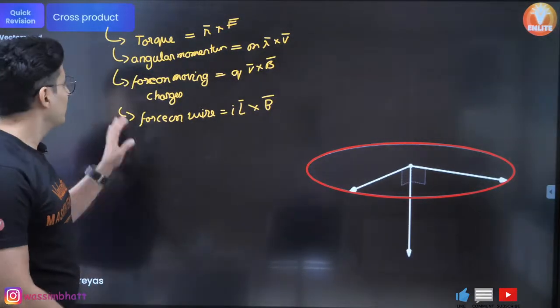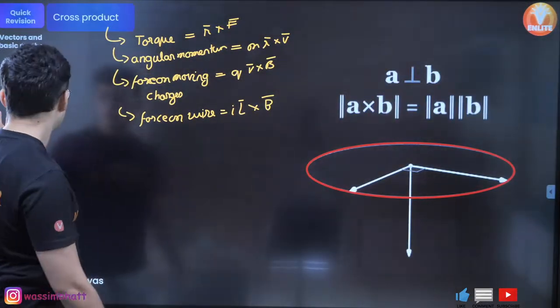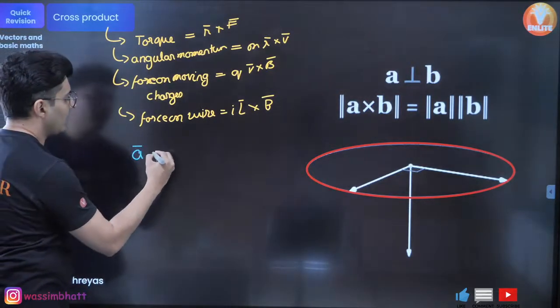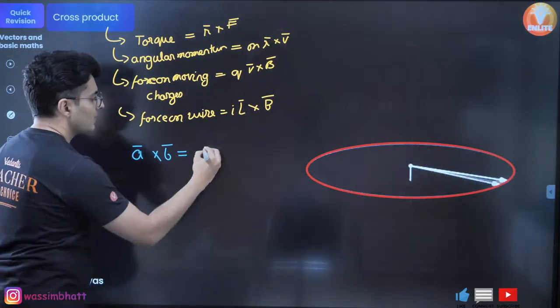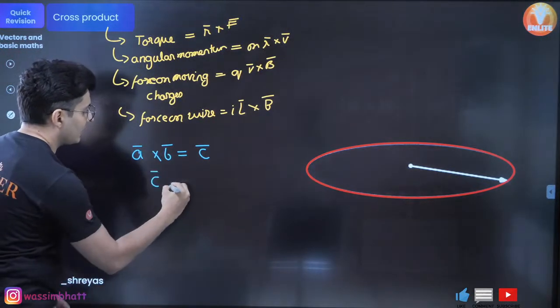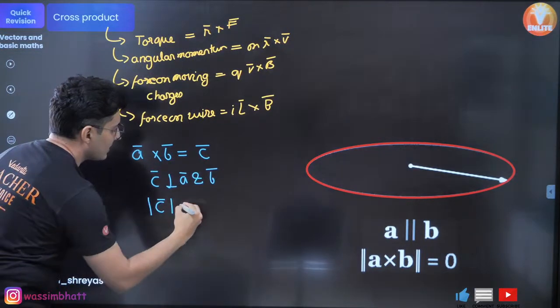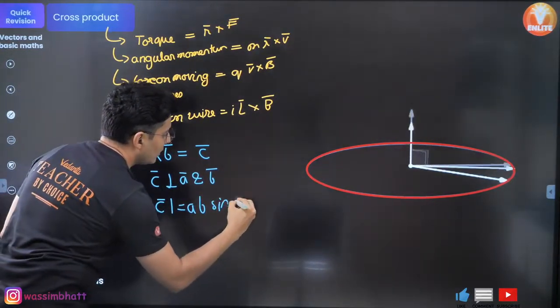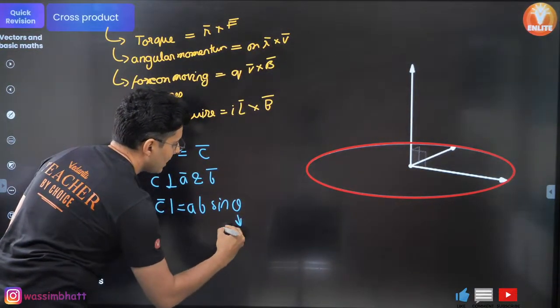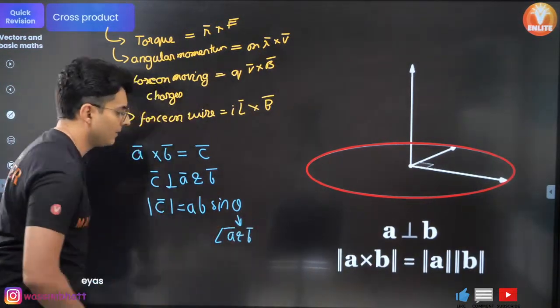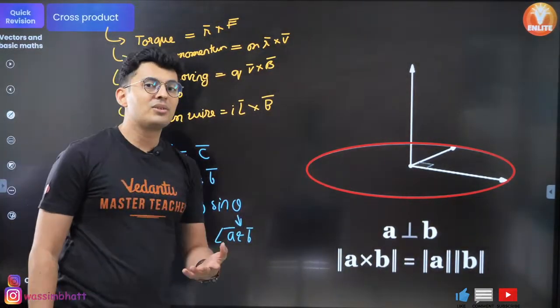So many places you are going to see this, and whenever you see cross product, remember it is nothing but A cross B, which is C. This C vector is perpendicular to A as well as B. The magnitude of this C is A into B into sine of the angle theta between them, is the angle between A vector and B vector. Keep this in mind.